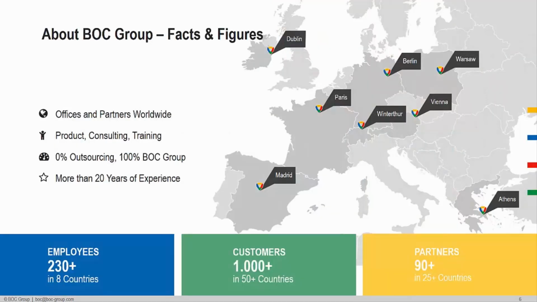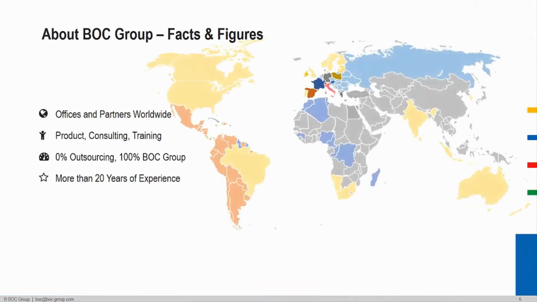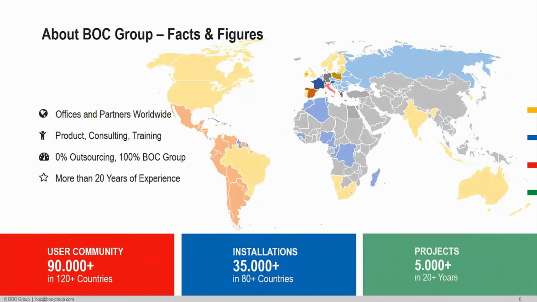Before we get started with the webinar, I would like to give you a brief overview into BOC's activities. BOC Group was founded in 1995 as a spin-off of the University of Vienna. Today it has more than 230 employees in 8 countries, and we sell our products and implementation projects in consulting and services in more than 50 countries. We are particularly proud of our almost 100,000 user community. These are users of our community edition. And with this, we have had more than 20 years experience in IT-based management domains. So we now have more than 35,000 installations of our commercial software in companies around the world.